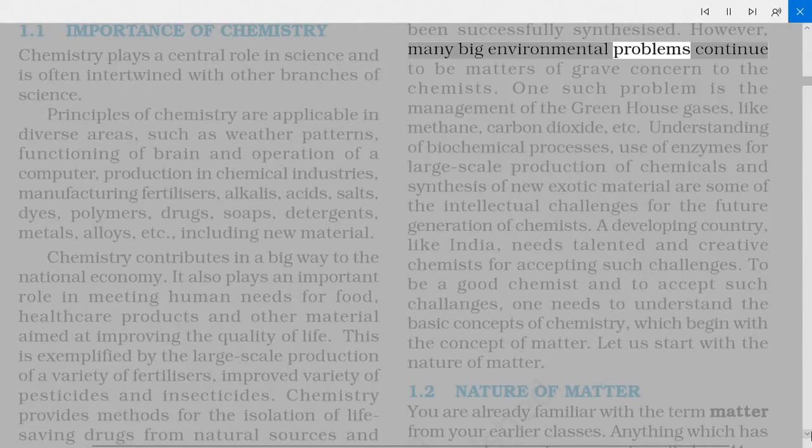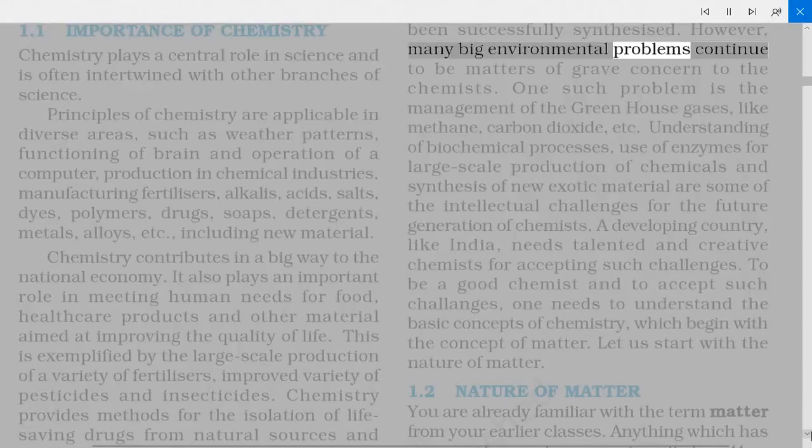Understanding of biochemical processes, use of enzymes for large-scale production of chemicals and synthesis of new exotic material are some of the intellectual challenges for the future generation of chemists. A developing country, like India, needs talented and creative chemists for accepting such challenges. To be a good chemist and to accept such challenges, one needs to understand the basic concepts of chemistry, which begin with the concept of matter. Let us start with the nature of matter.